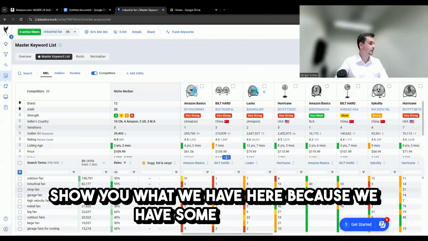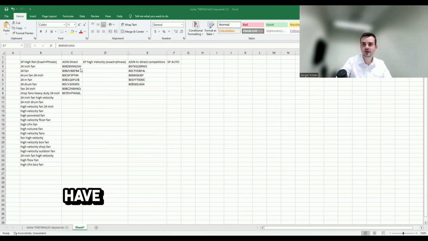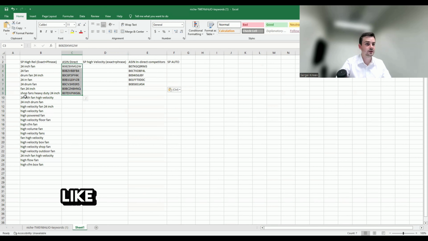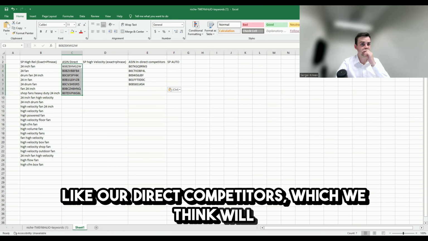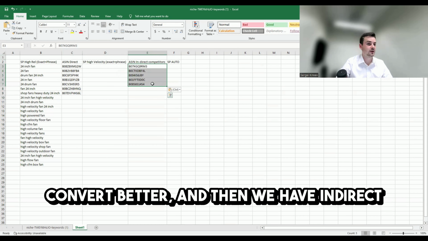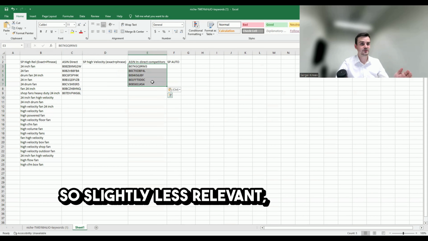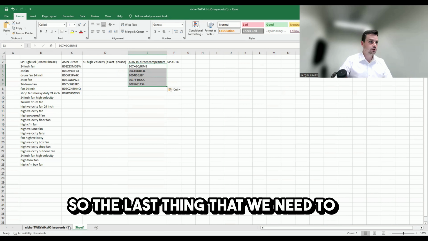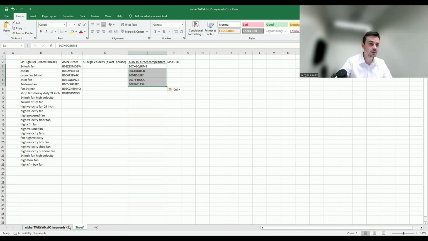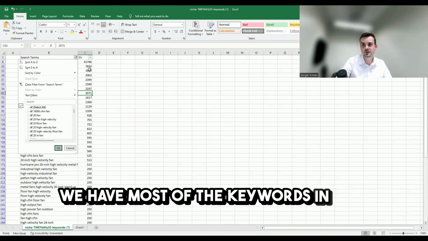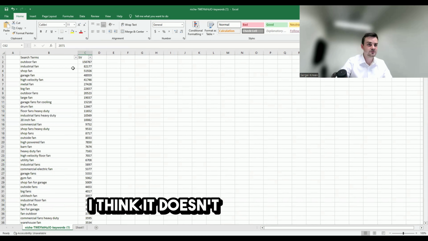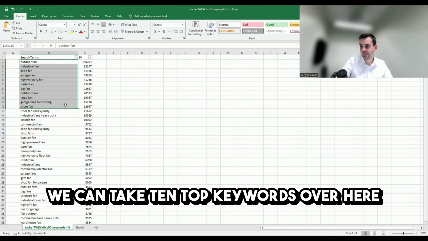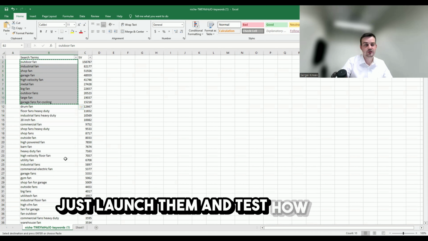We have 7 ASINs for direct targeting over here, our direct competitors, which we think will convert better. And then we have indirect competitors, so slightly less relevant, but still we can expect conversions from this. The last thing that we need to do is harvest our high velocity keywords here. We have most of the keywords in high relevancy, so I think it doesn't really matter. We can take 10 top keywords over here and just launch them and test how it goes, right?